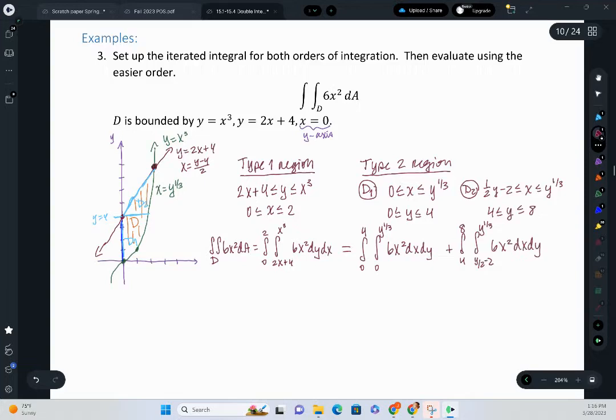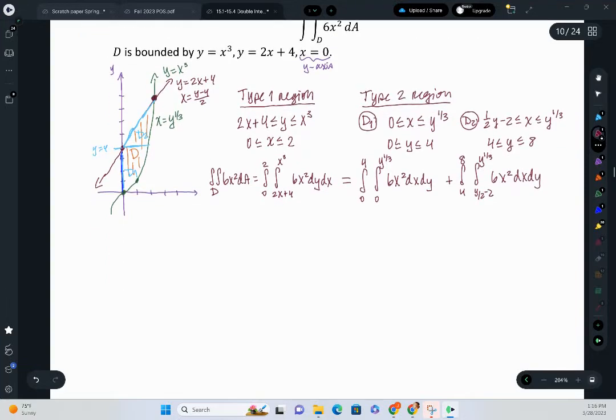So I'm looking at these and I'm thinking it would be easier for me to integrate one integral than two integrals. My integrand is simple, it's just 6x squared. So that's not a complicated thing to integrate. Switching the order isn't going to make it any easier. In fact, it'll make it harder. So I'm going to make a declaration that type 1 is easier. And then I'm going to solve that.